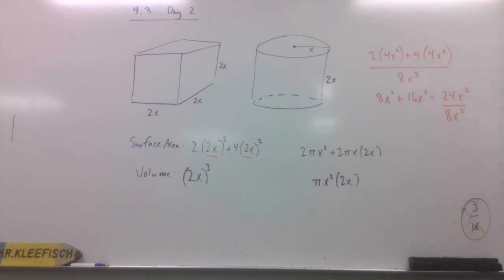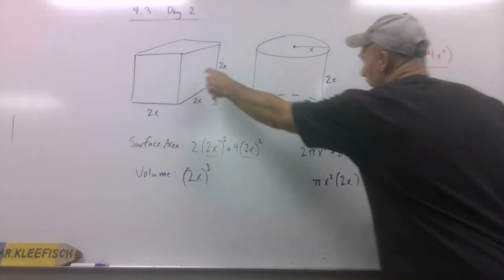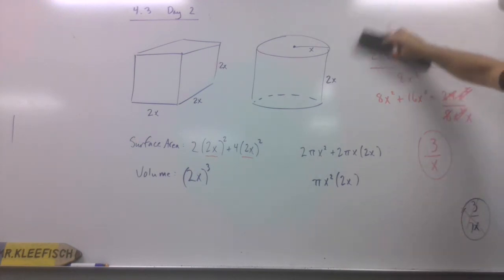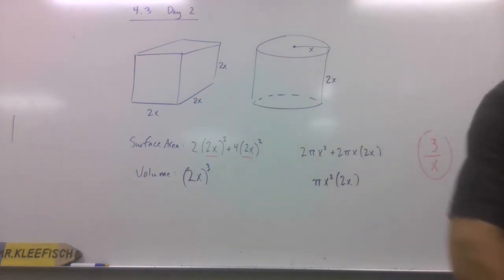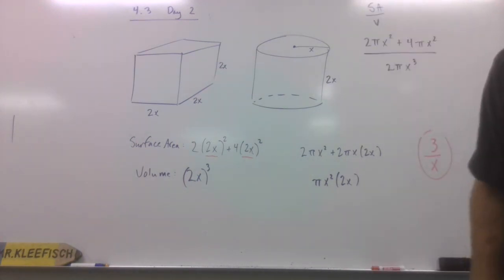So it ends up being a lot easier this way. And then I cancel. 8 goes into 24 3 times. Take 2 x's out here, take 2 x's out here. I'm left with 1. So that would be my answer instead of this. Slight mistake. But there is the efficiency rating of the cube. Now we're going to do it to the cylinder. Hopefully I don't screw this up. Let me pause this. Okay.